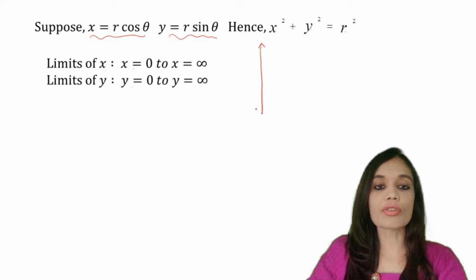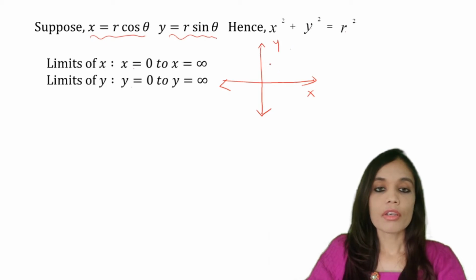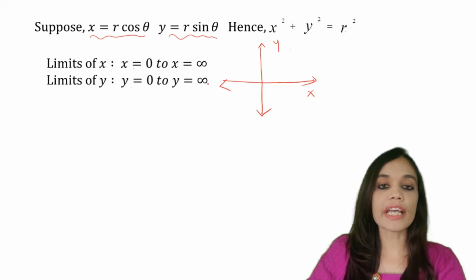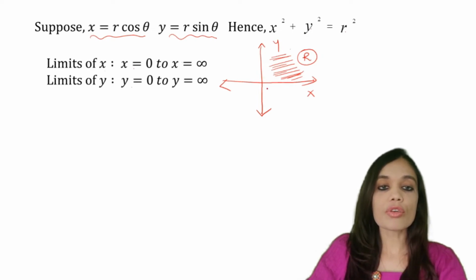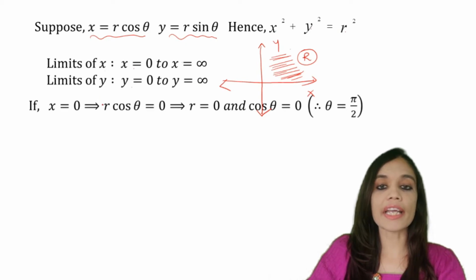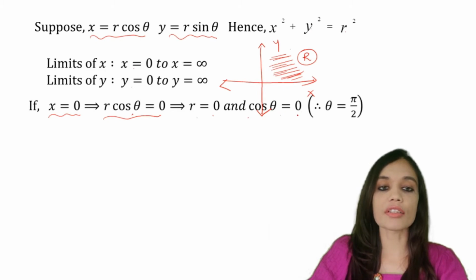So firstly, let us draw the graph in the xy plane, where x is going from 0 to infinity and y is also going from 0 to infinity. So our region R will be in the first quadrant in the xy plane. Okay. So now let us find the limits of r and theta. Whenever x is equal to 0, r cos theta is equal to 0, right? Therefore, from this we can say that r is equal to 0 and cos theta is equal to 0. So from this we can say that our theta will be equal to pi by 2.